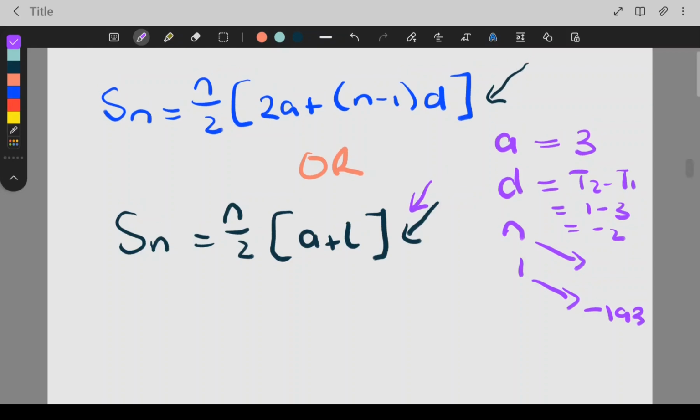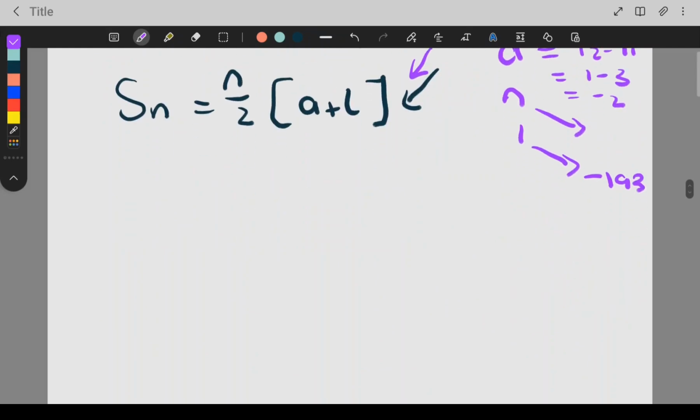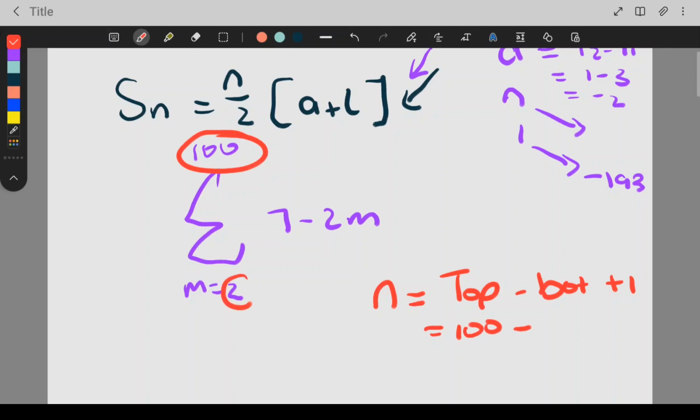So to work out how many terms there are, this N over there, I'm going to write my sigma notation down again to show you. To get the number of terms, so to get N, we say top minus bottom number plus 1. I'm going to say top, so this number, minus this number, plus 1, and that gives me 99. There are 99 terms in the series. I actually have to calculate the first 99 terms.